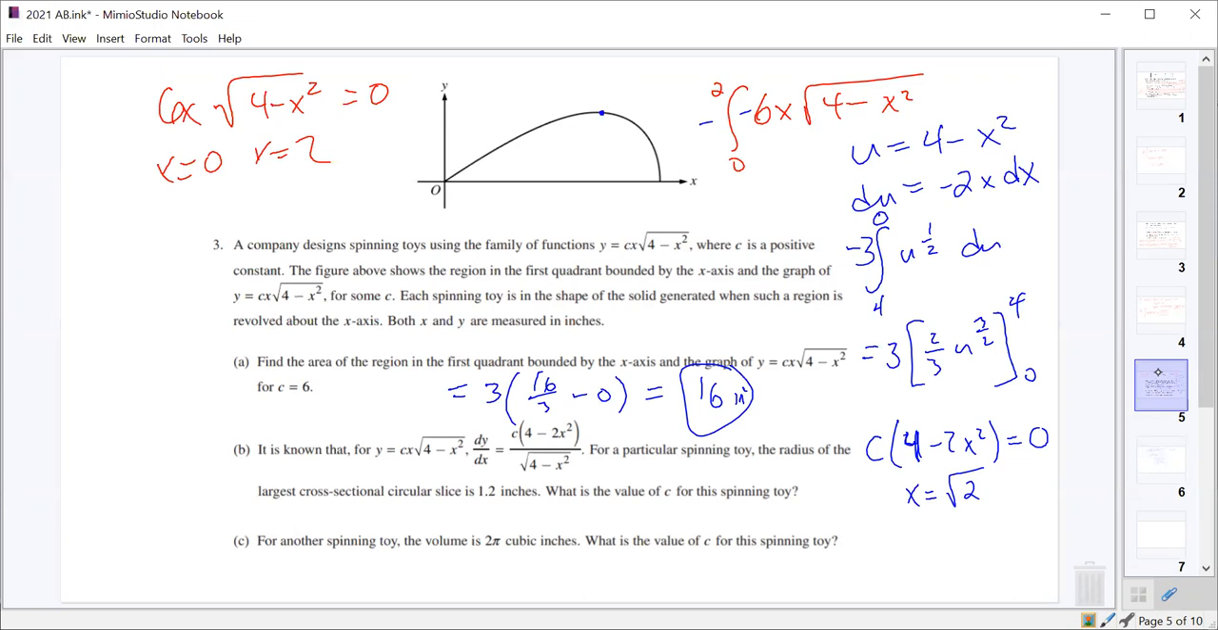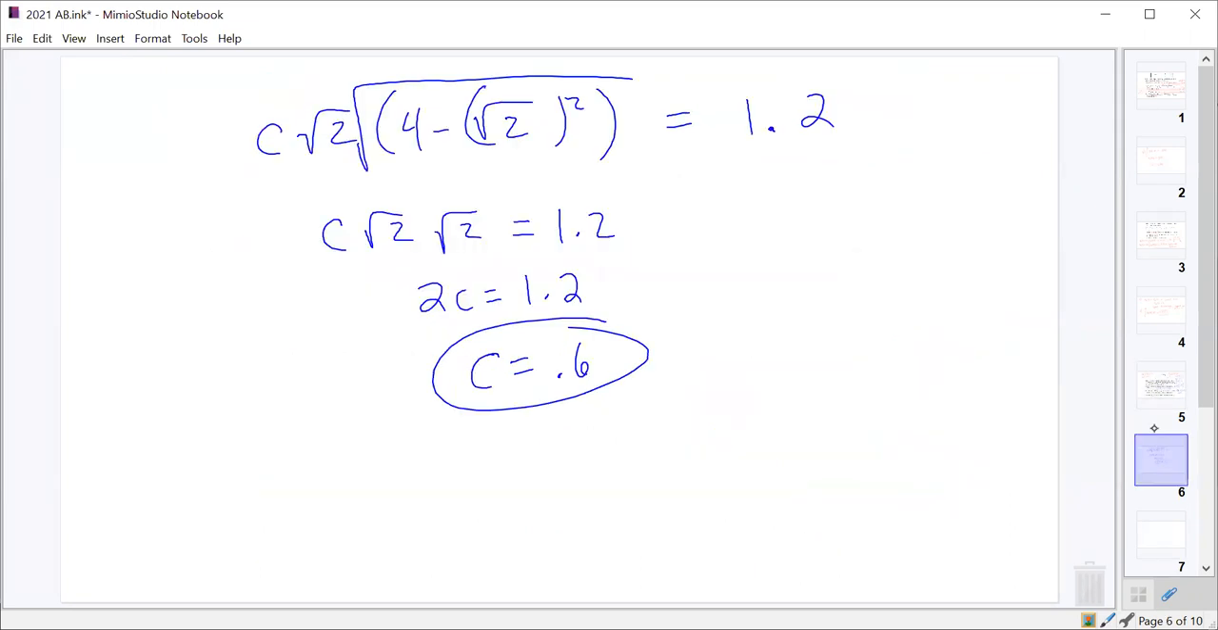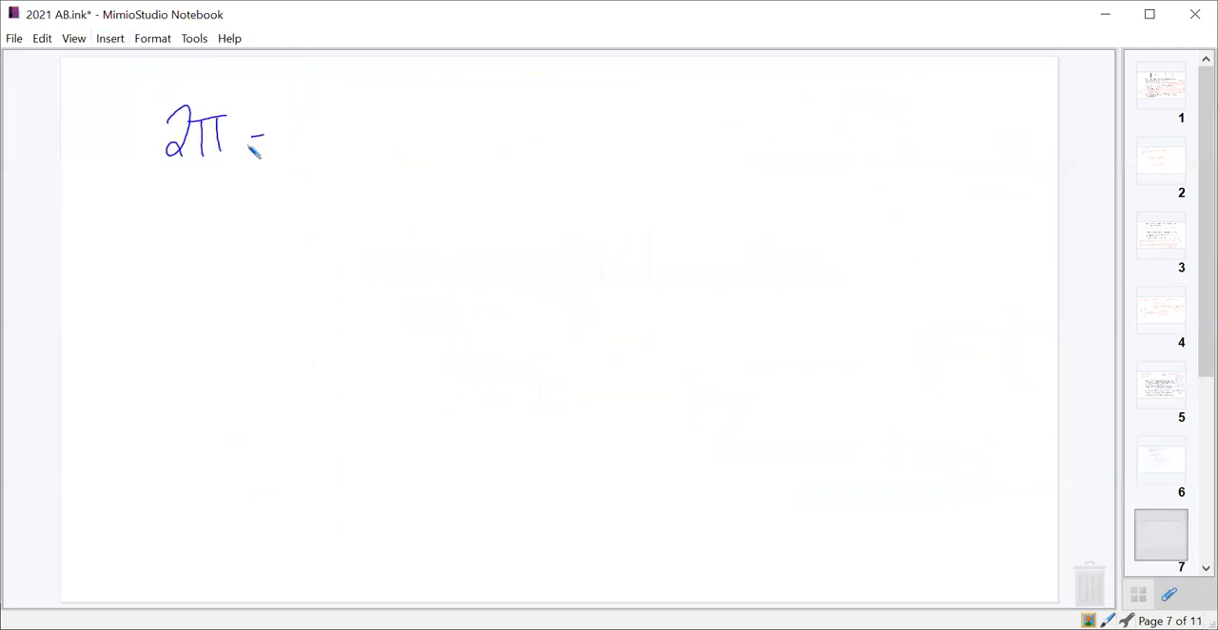All right. Part D, for another spinning toy, notice the spelling there, T-O-Y, not T-O-P. For another spinning toy, the volume is 2 pi cubic inches. We want to find the value of C for that spinning toy. So we will just take a volume formula and set it equal to 2 pi. What's our volume formula for something that revolves around the x-axis? It's pi times the integral, ours is 0 to 2, of our radius, which is that function, squared. Everybody good with that?